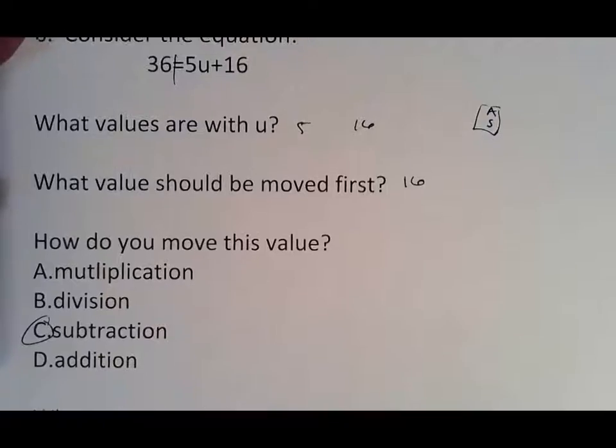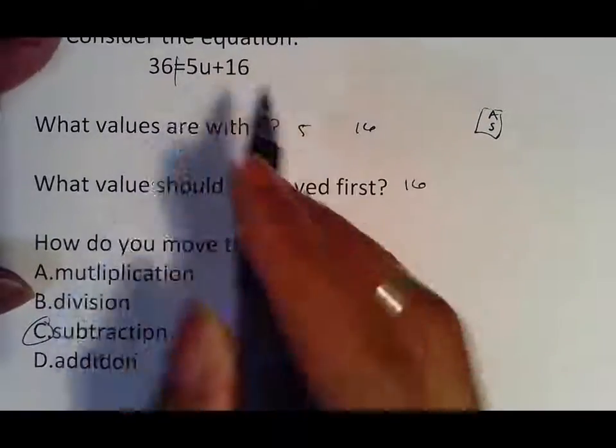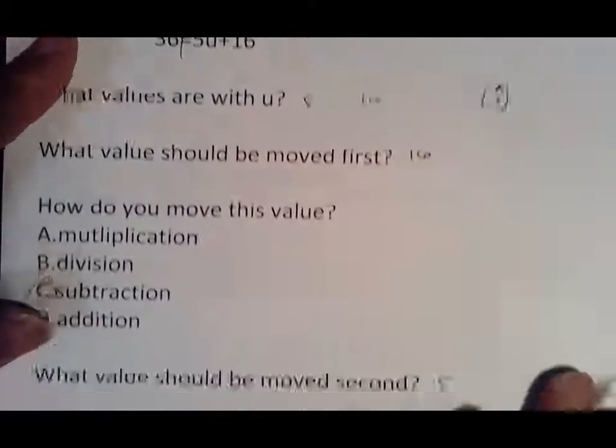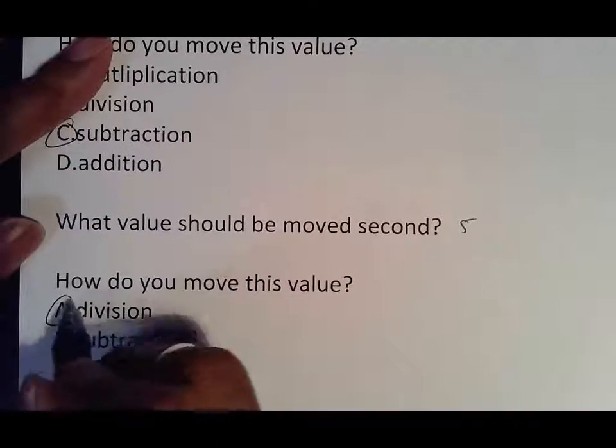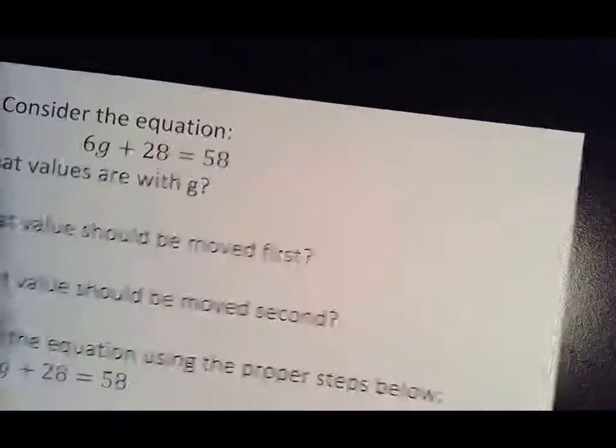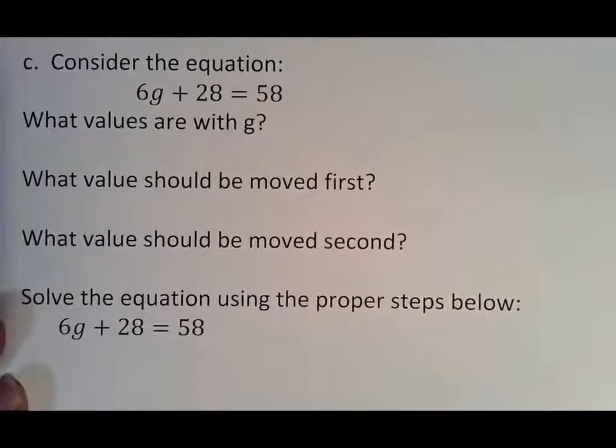What value should be moved second? Obviously it would be the other number, which is the 5. And how do you move it if it's 5 times u? That would be by division. And there you go. So that's one type of question you're going to see on your homework to make sure you understand the strategy. But the other type is this one, where you have to actually work it out.